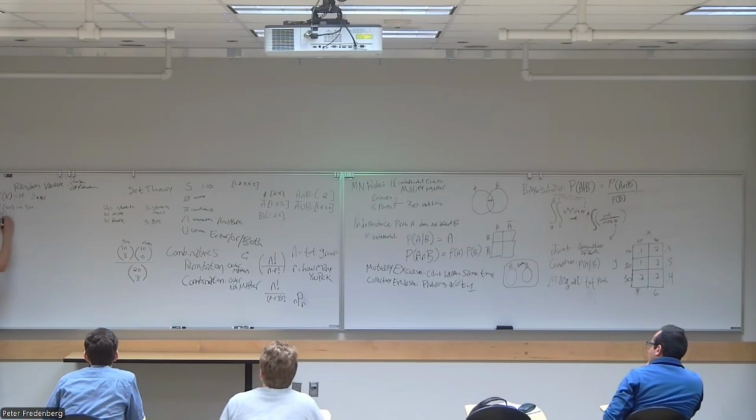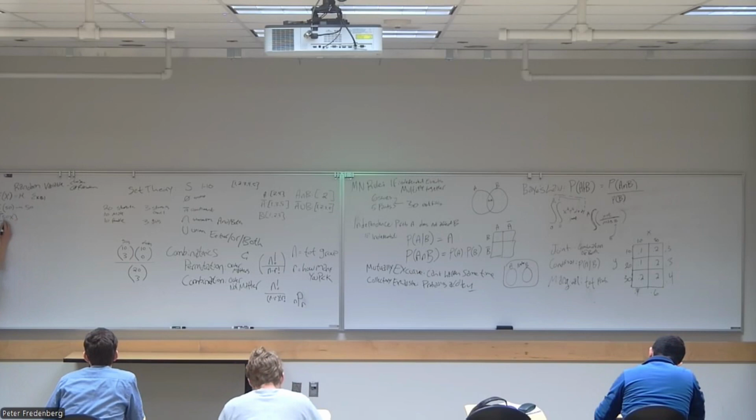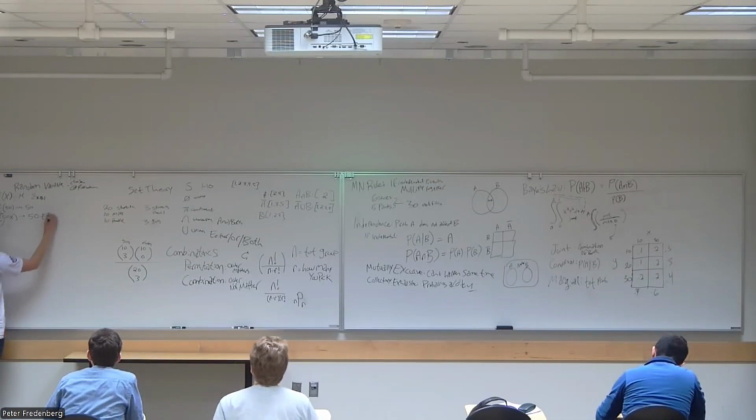And if we have the expected value of 50x, we can always pull the constants out of the brackets. So if we have to evaluate this, we would just get 50 times the expected value of x, which is the same as 50 mu. That's the nice thing about expected values. You can pull constants out.